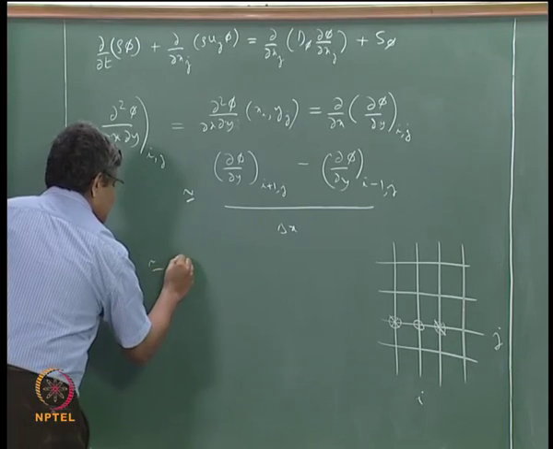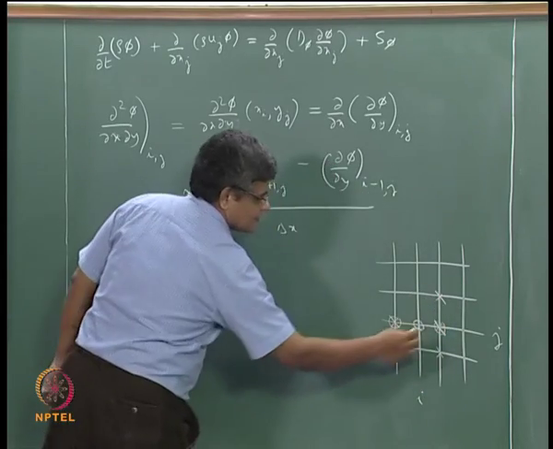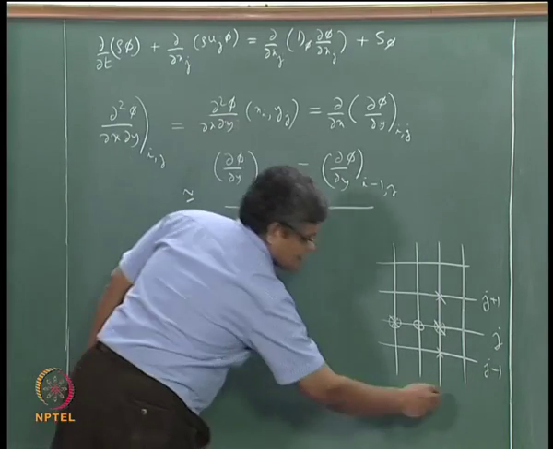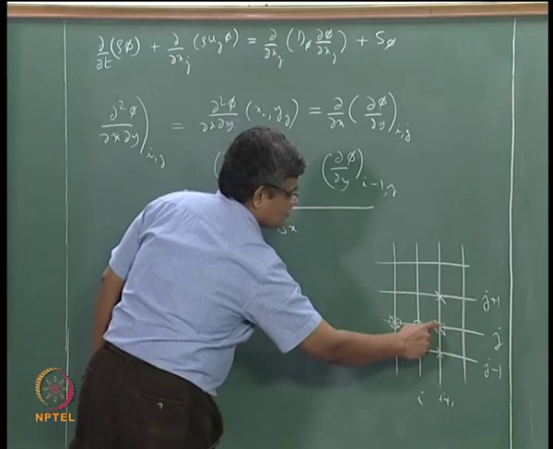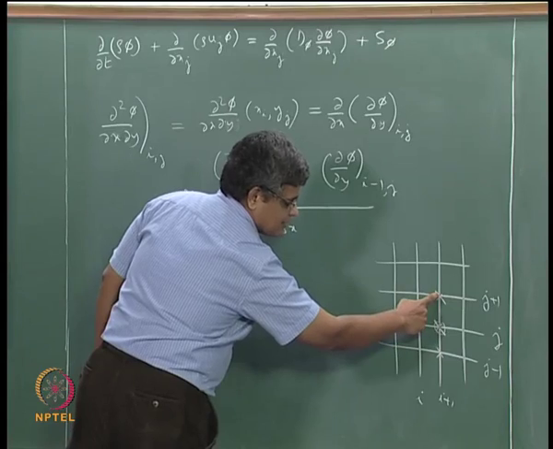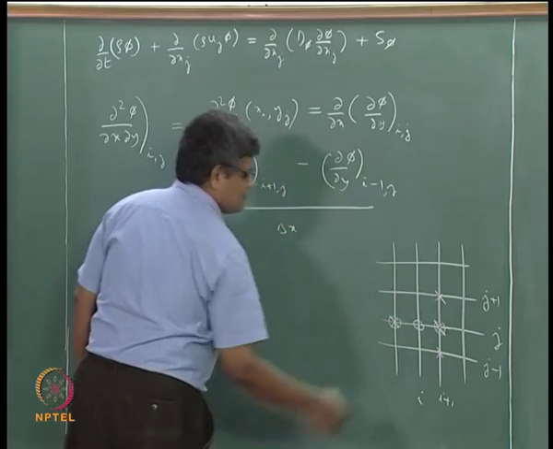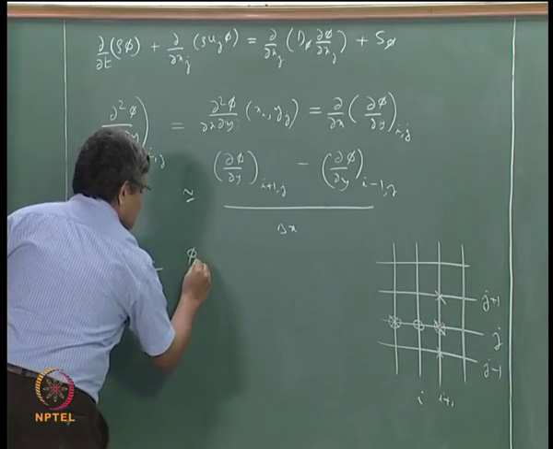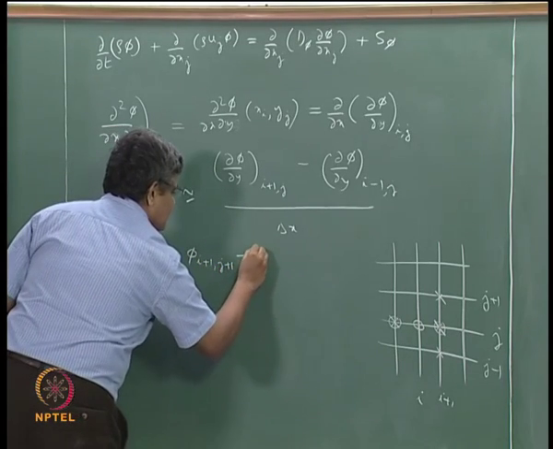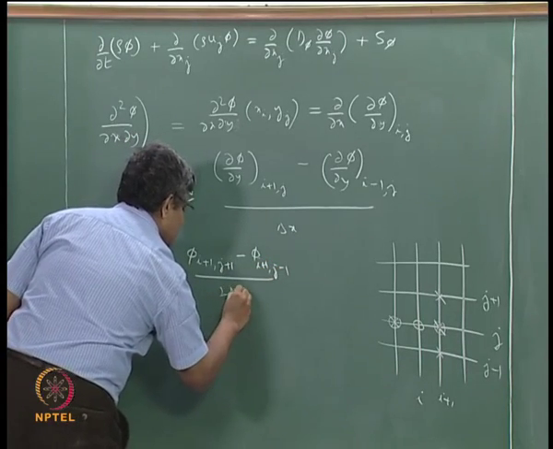So we can write this as, keeping in mind this and this, so this is j plus 1 and this is j minus 1 and this is I plus 1. So we can write dou phi by dou y at I plus 1 j as phi at I plus 1 j plus 1 minus phi at I plus 1 j minus 1 divided by this distance, which is 2 delta y. So we can write this expression as phi I plus 1 j plus 1 minus phi I plus 1 j minus 1 by 2 delta y.